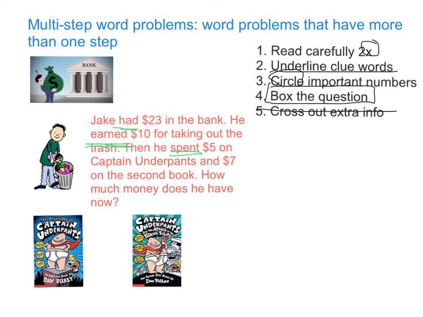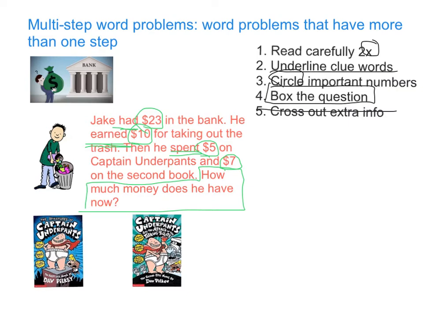So circle important numbers. I know $23 is going to be important, $10 is going to be important, $5 is going to be important, and $7 is going to be important. And now I need to box the question, so I'll just box out this whole thing at the end here. Box the question. Now I'm ready to attack the problem.